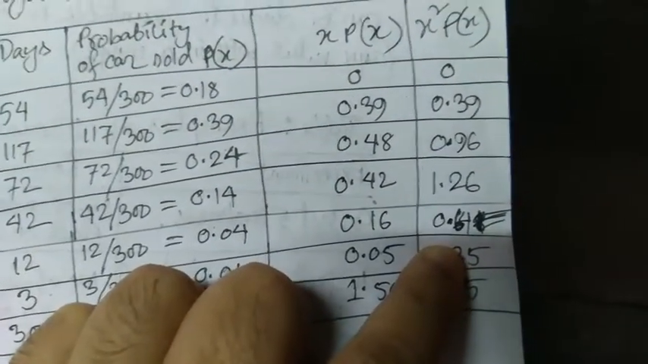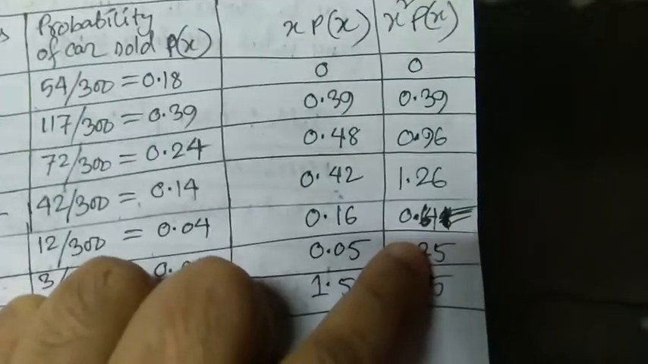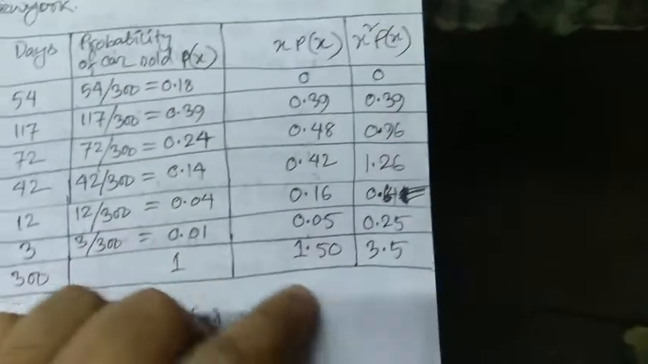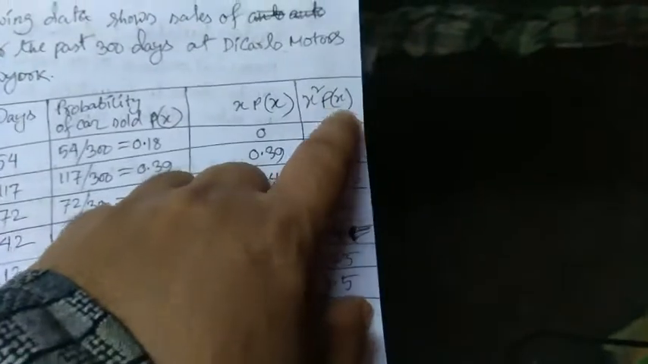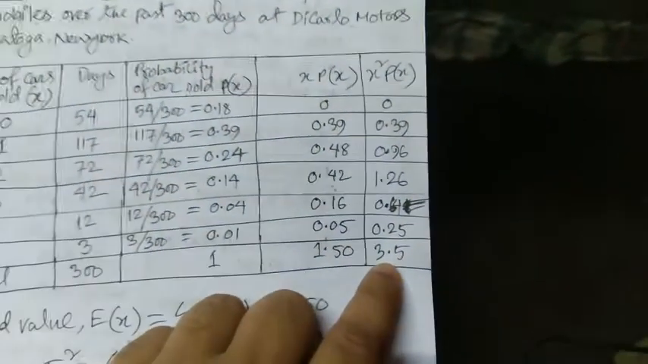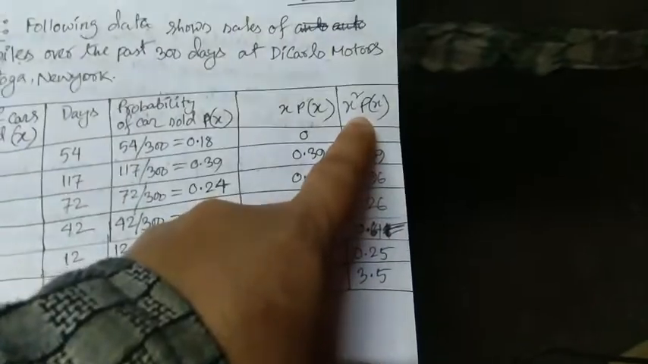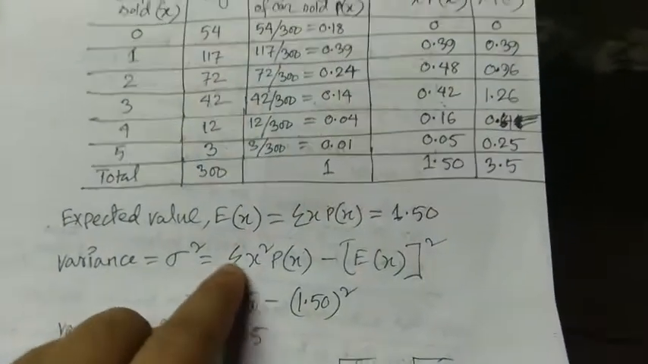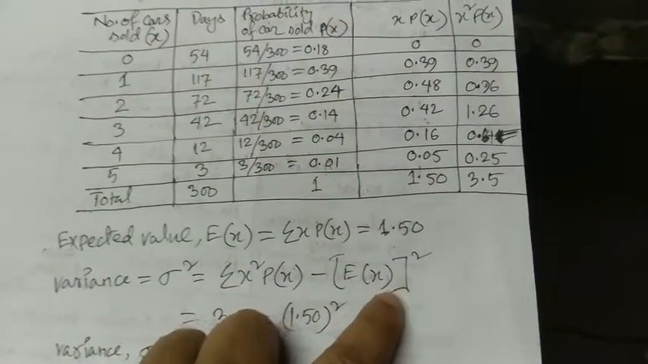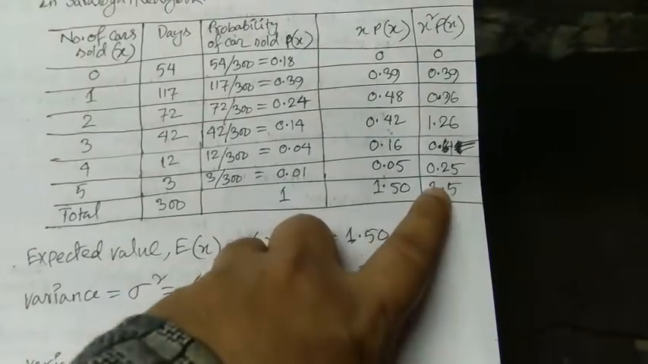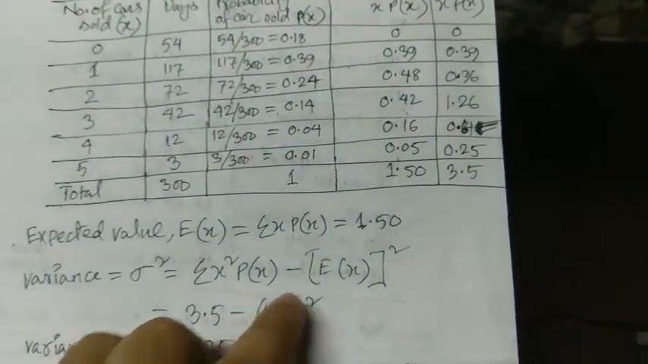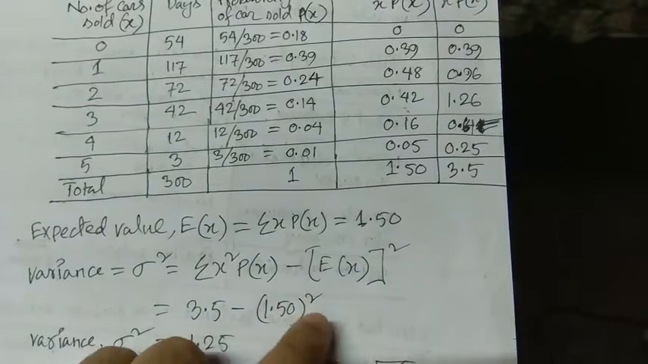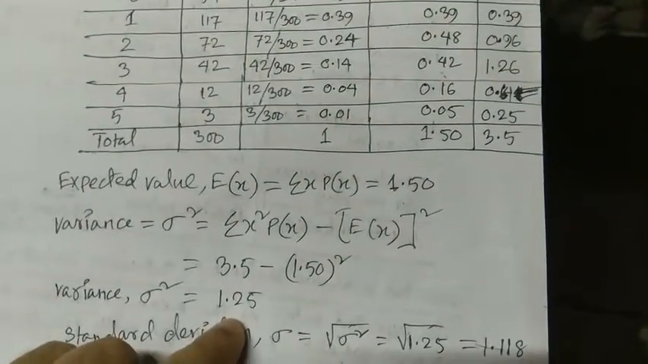This one is 0.64. Sorry for not having a clear picture here. So in that way you will calculate x square p(x) for each row, and if you add all, the summation of x square p(x) is 3.5. The formula for variance is the summation of x square p(x) minus the expected value of x whole square. So the summation of x square p(x), we got 3.5, minus the expected value of x, which is 1.50. So 1.50 square. If you calculate, variance is 1.25.